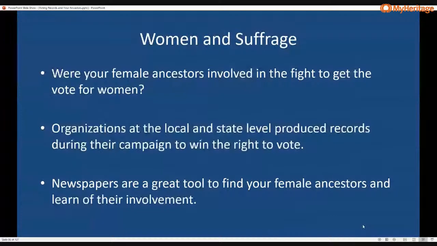Again, I'm going to say this more than once, but newspapers are a great tool to find your female ancestors in any way, shape, or form, but also their involvement in such a movement as women's suffrage. So use newspapers to the greatest ability. One thing I like to encourage genealogists to do is to sit down, and when you're on microfilm, or maybe you're looking at digitized newspapers on MyHeritage or another database, read those newspapers from page 1 to the last page, because you never know when you're going to find something for your ancestor. And a lot of times those search engines don't pick everything up.